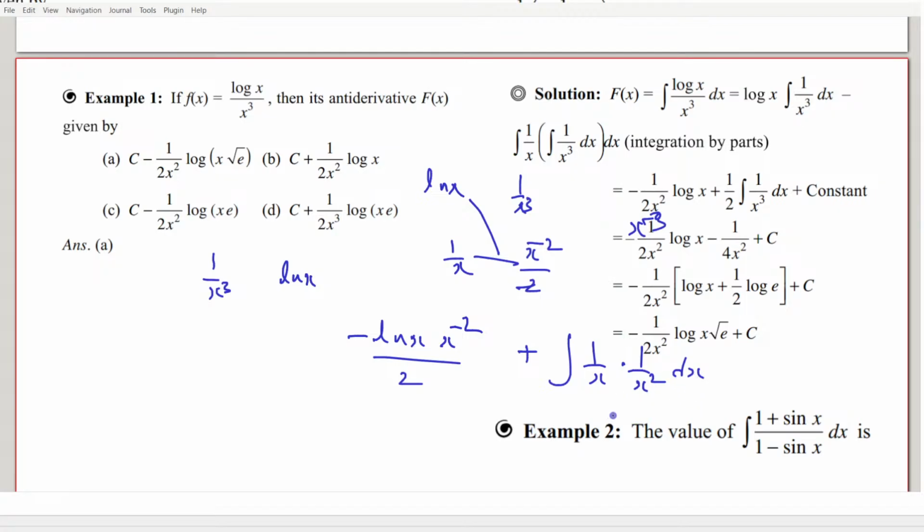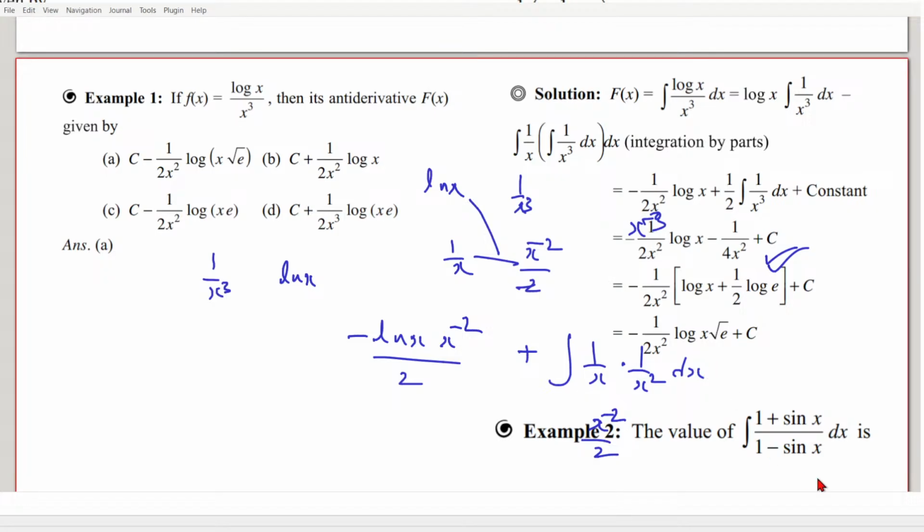Again, x power minus 3. x power minus 3 is again x power minus 2 by again minus 2, right? Yes, sir. I think that's what he has done. Okay? Okay, sir. I think we have reached till here, right? Okay, cool.